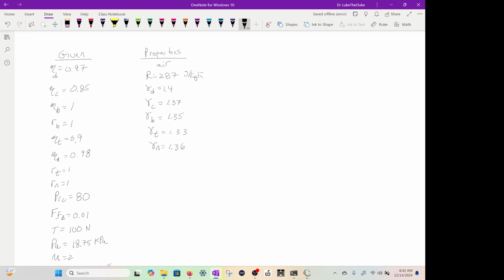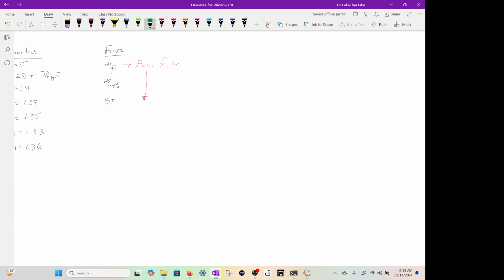And then over here, I'll just say find. We're going to find the propulsion efficiency, the thermal efficiency, and specific thrust. Now, if you remember, these are a function of f and u_e, all of these. So you have to find the fuel to air ratio and the exit velocity. So to help, let's make an outline. At the inlet, what are we going to find? Well, we need to find T naught A.